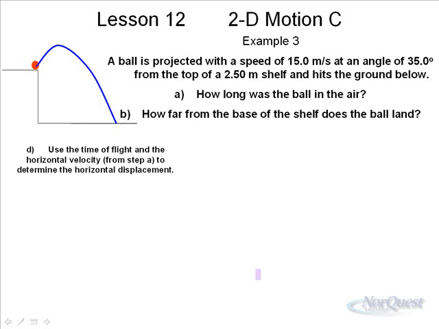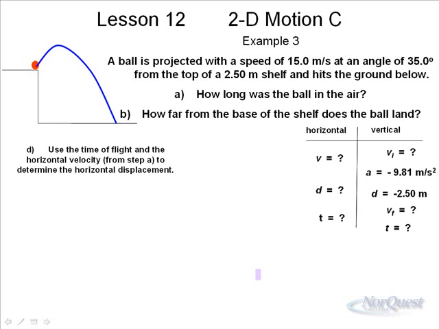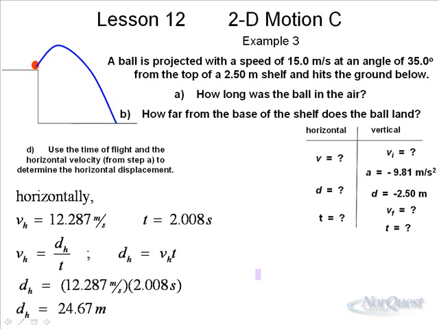So, using the time of flight and the horizontal velocity from step A to determine the horizontal displacement, again, we look at it horizontally. We remember that the initial horizontal velocity was 12.287 meters per second. Since there is no acceleration of gravity acting horizontally but only vertically, the horizontal velocity won't change unless there was something like air friction. But ignoring air friction, we know that the constant velocity horizontally is 12.287. We know that the ball was in the air for 2.008 seconds.